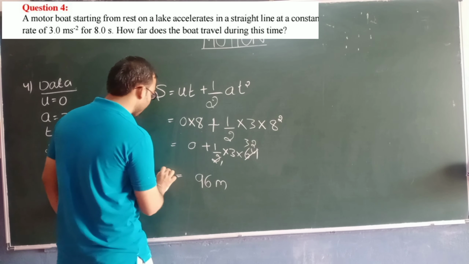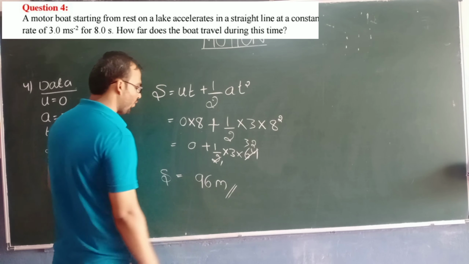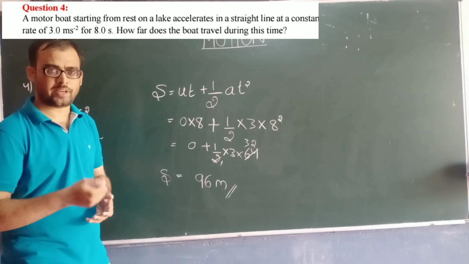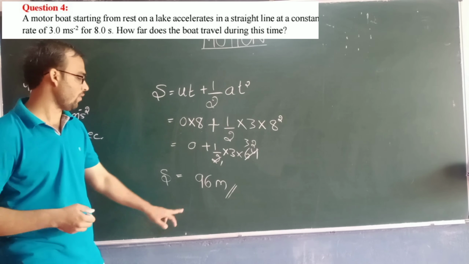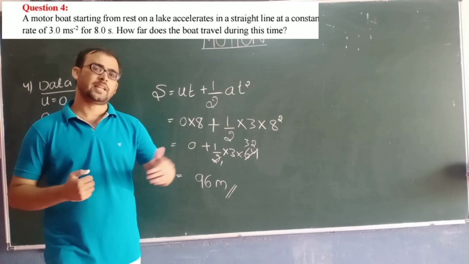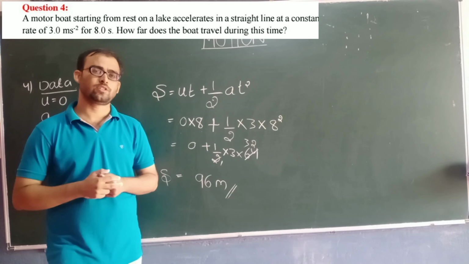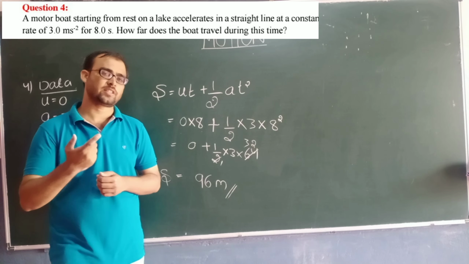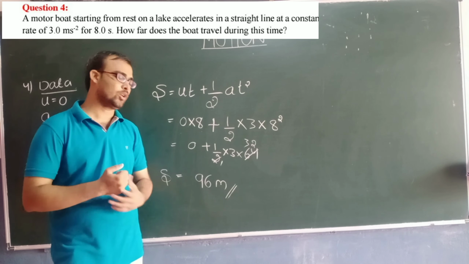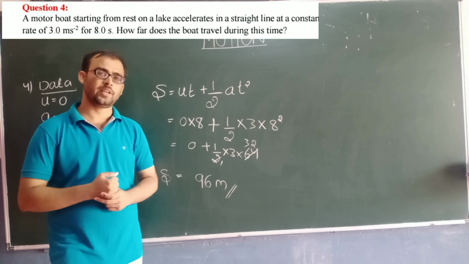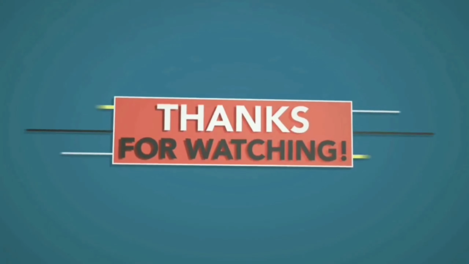Okay, so here, how far has the boat traveled in 8 seconds? The boat has traveled a distance of 96 meter with an acceleration of 3 meter per second square. So the boat has traveled a distance of 96 meter in 8 seconds.